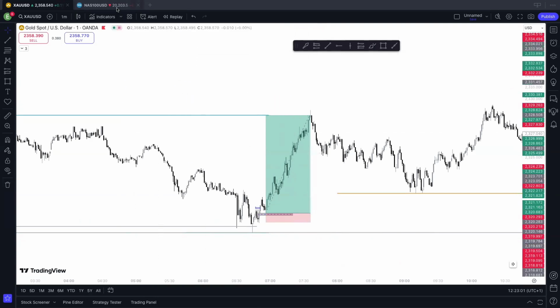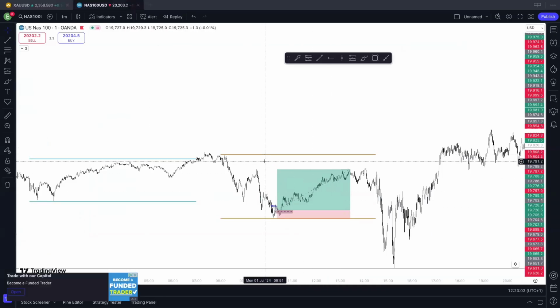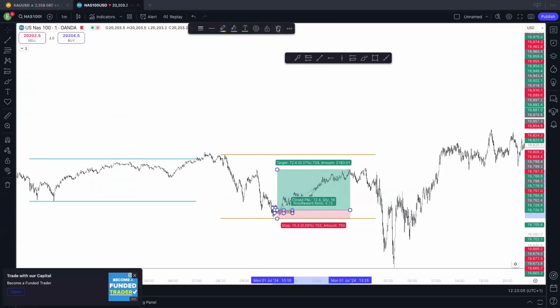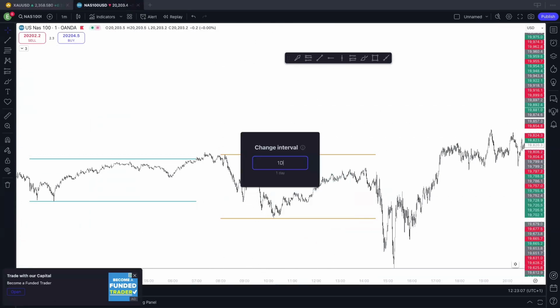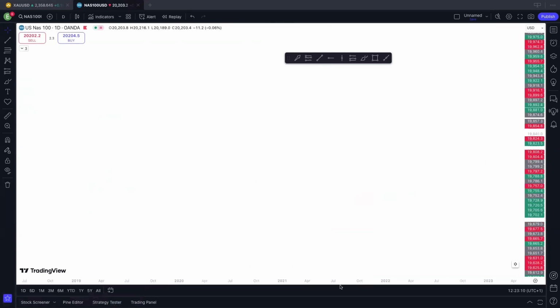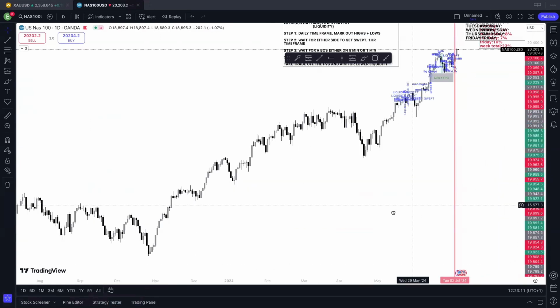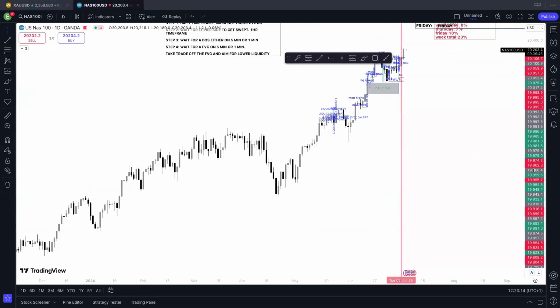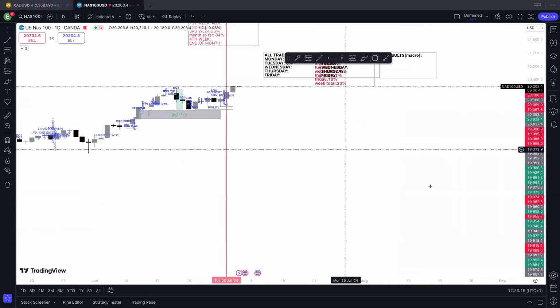Now, heading over to NAS, let me just delete this position right here. Heading over to NAS, we want to do the same thing again. We want to head into the daily time frame. All right. Again, I do this every single day. Simple. I just keep it simple. I look for the same things every single day.